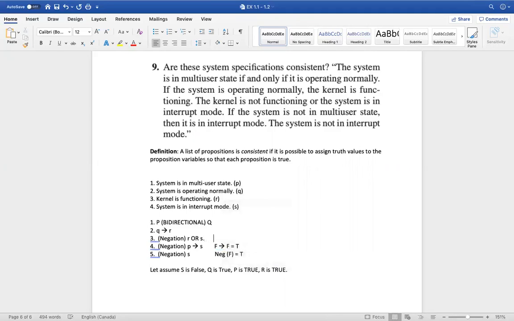Number 3, okay, so let's see. Negation of R will be false. False or false. Okay, yes, you're right. So it has to be false. So we cannot find such an assignment under which all of this will evaluate to true. Therefore, we will say that such a system is not consistent because we cannot find values for these variables under which all of them result in true.